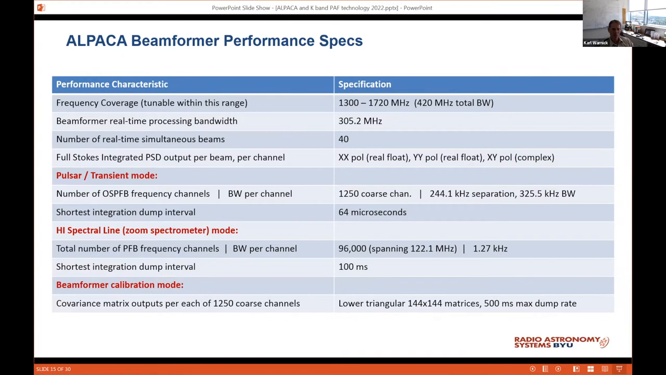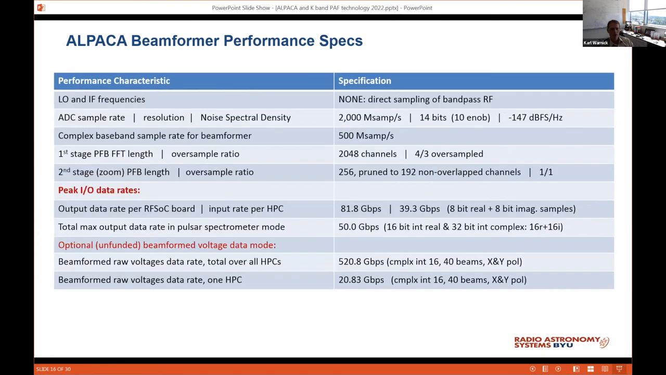And there's a pulsar mode, pulsar and transient mode, fine spectrometer mode, calibration mode, a few more specs. There's some modes that are kind of on the wish list. We don't have support to produce them, but those could be done with some programming time. That's one of the advantages of having a flexible software-based digital backend.